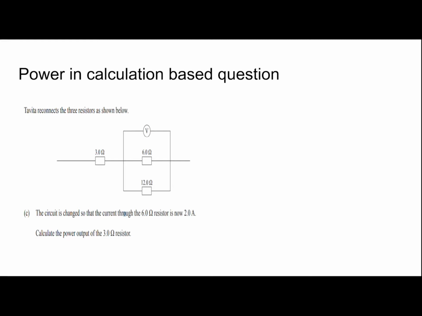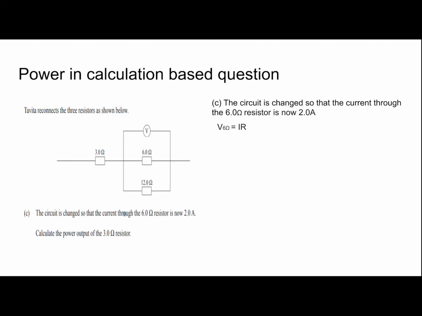We know that the current through the 6 ohm resistor is 2 amps. That means we have both the resistance and the current, and with those we can find how much voltage goes through the resistor. Because the 12 ohm resistor and the 6 ohm resistor are connected in parallel, when the current gets to the junction and splits, the same amount of voltage is given to the 6 ohm resistor and to the 12 ohm resistor.